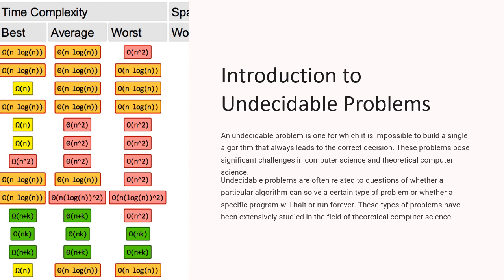Undecidable problems are often related to questions of whether a particular algorithm can solve a certain type of problem or whether a specific program will halt or run forever. These types of problems have been extensively studied in the field of theoretical computer science.